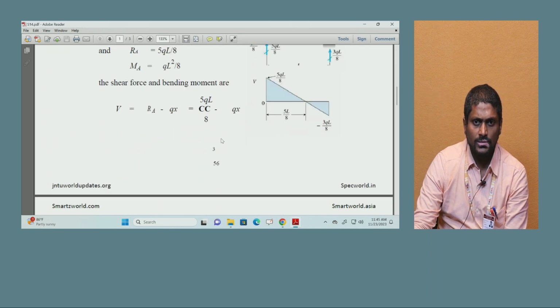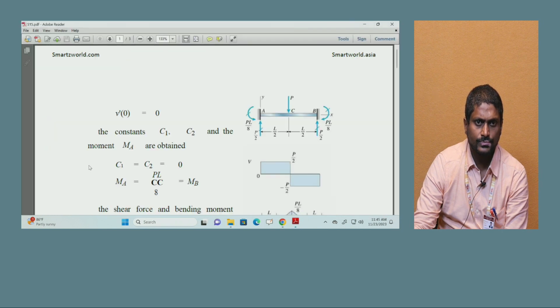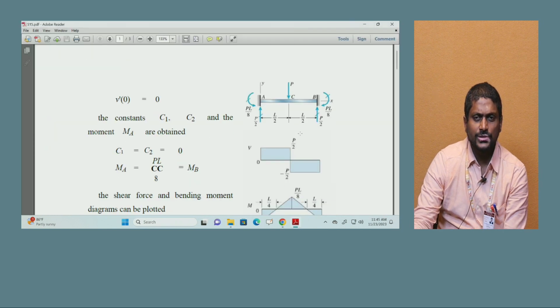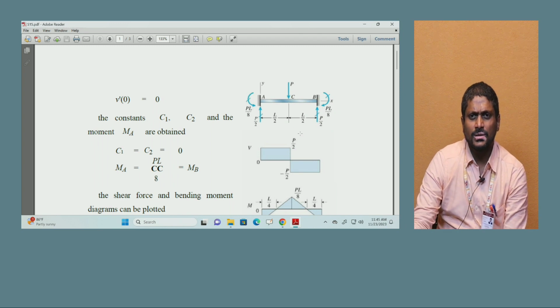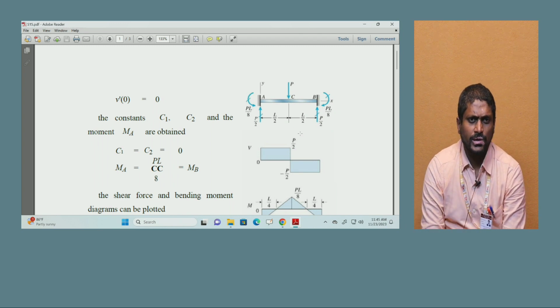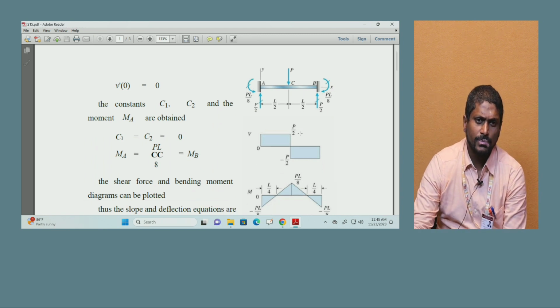There will be the same method. Of course, you can see the 15th one. There will be a fixed beam, which is being given, that is a fixed beam with a center point load. The constants C1, C2 and the moment MA are obtained. C1 equals C2 equals 0 here, and again MA will be PL by 8, which is nothing but MB, and the shear force and bending moment diagrams can be plotted.